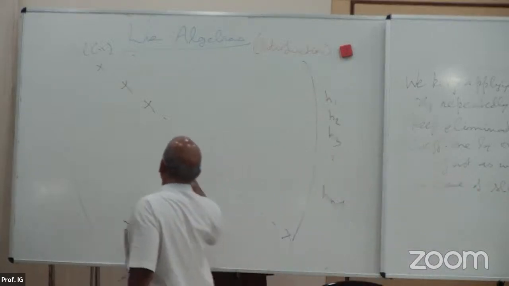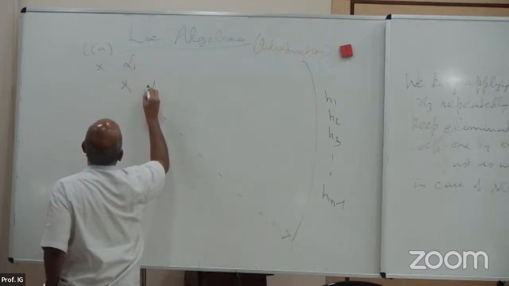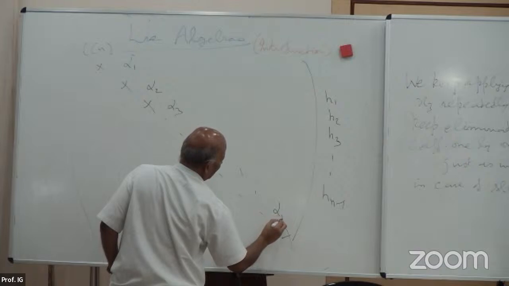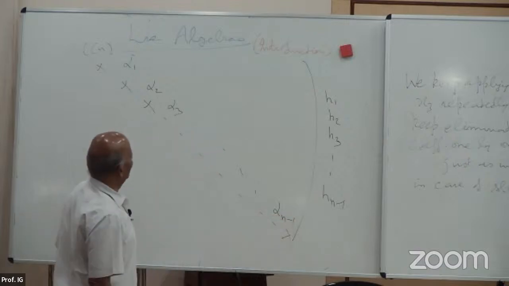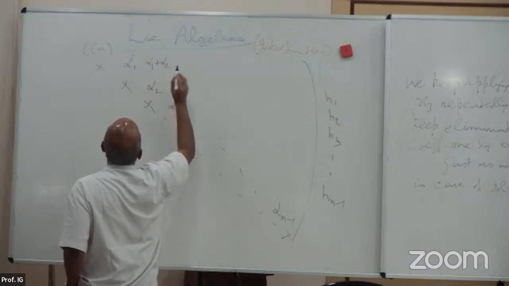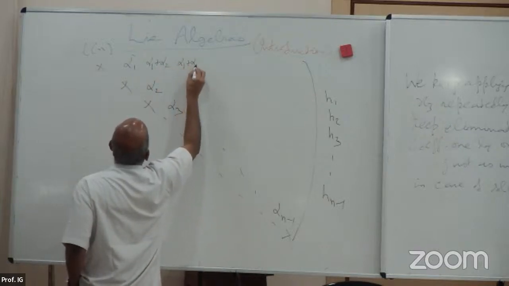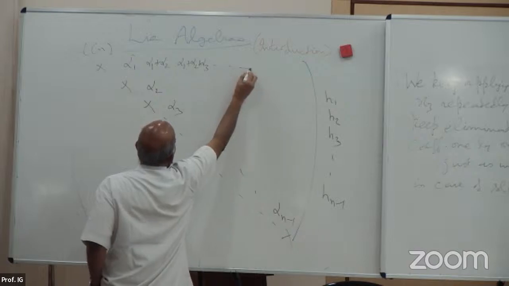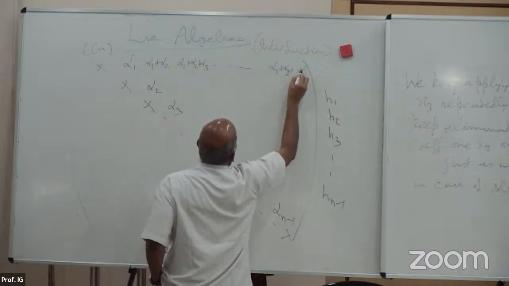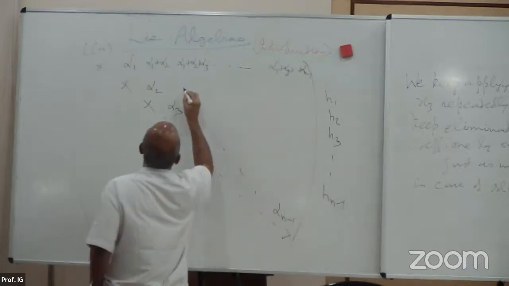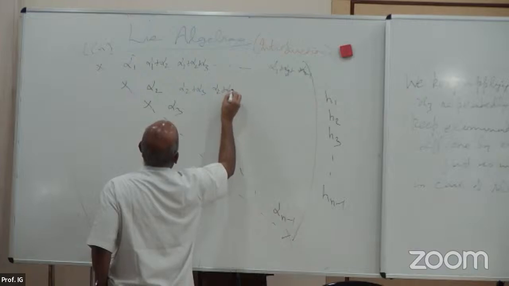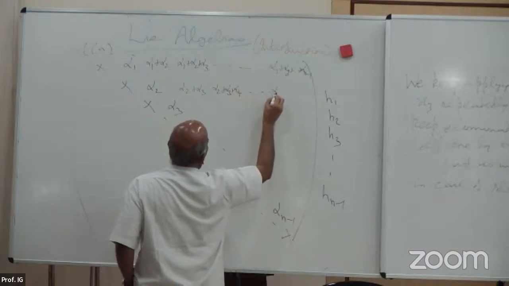And if you say that this corresponds to alpha 1, this corresponds to alpha 2, this corresponds to alpha 3, etc., alpha n minus 1, I can just tell you how it goes. This is going to be alpha 1 plus alpha 2. This will be alpha 1 plus alpha 2 plus alpha 3, etc., alpha 1 plus ... alpha n minus 1. This will be alpha 2 plus alpha 3, alpha 2 plus alpha 3 plus alpha 4, etc.